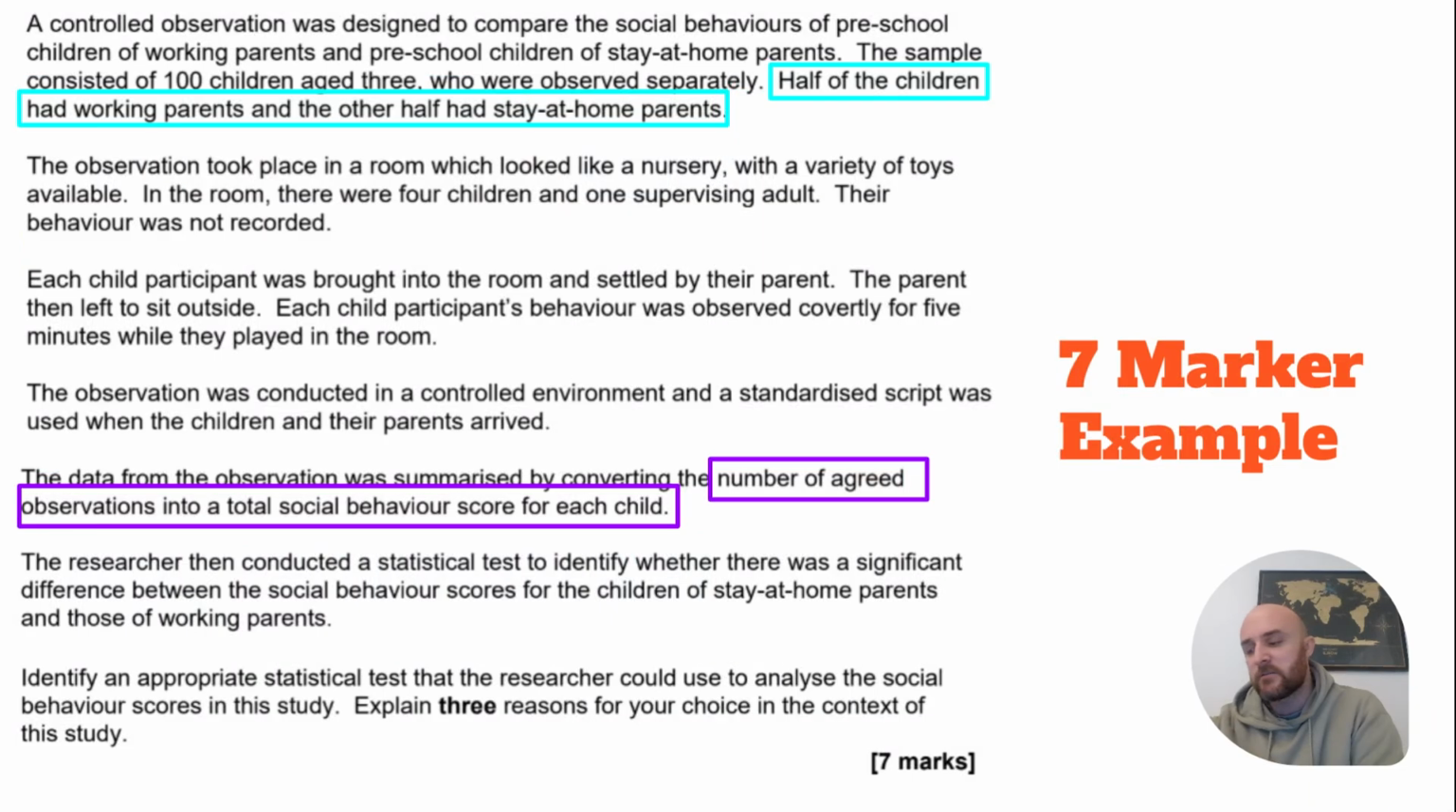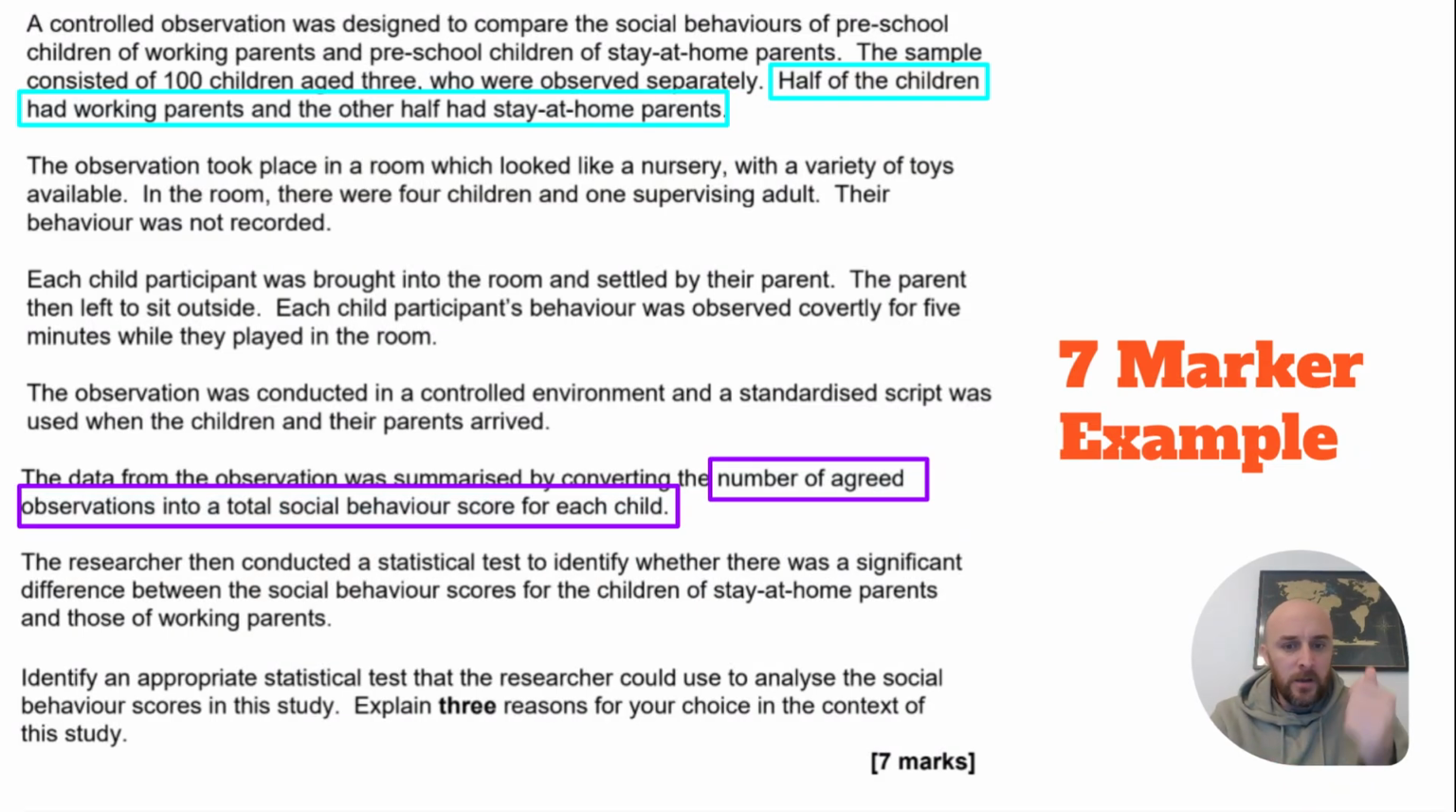How are they actually measuring those numbers? For example, they're doing the number of agreed observations. Well, that's not nominal, because it's not categorical. They're not turning it into categorical data. It's either ordinal or interval. And the truth is, it could actually be both. So how you justify it is really quite important. For example, I would personally say this is ordinal data.